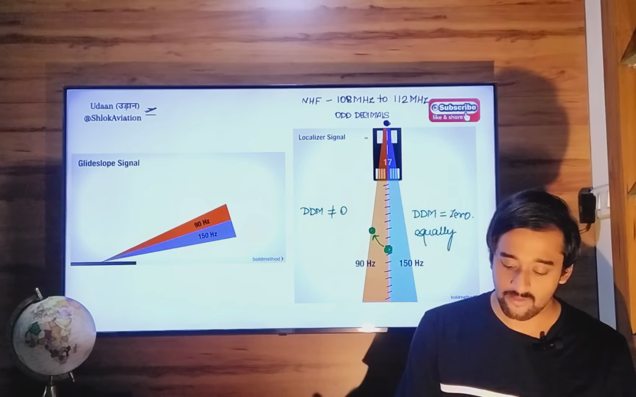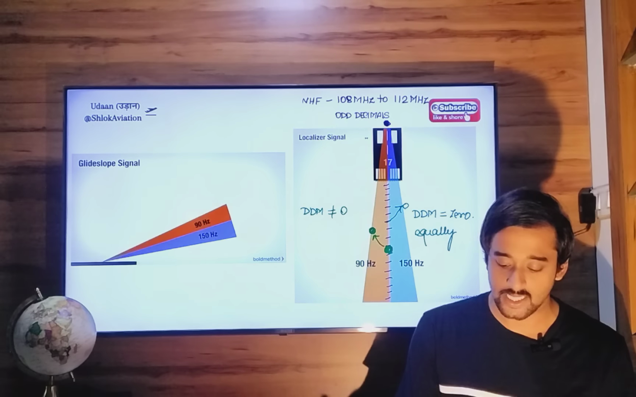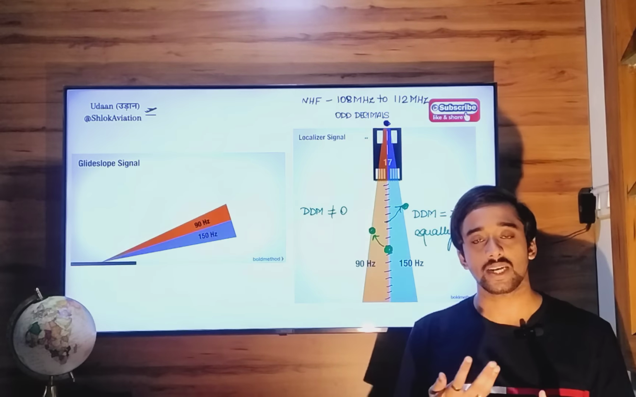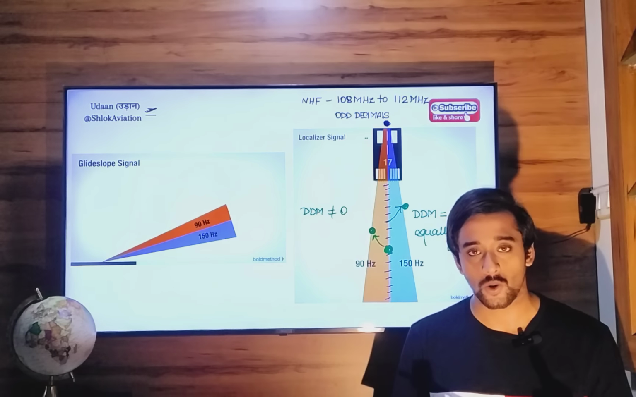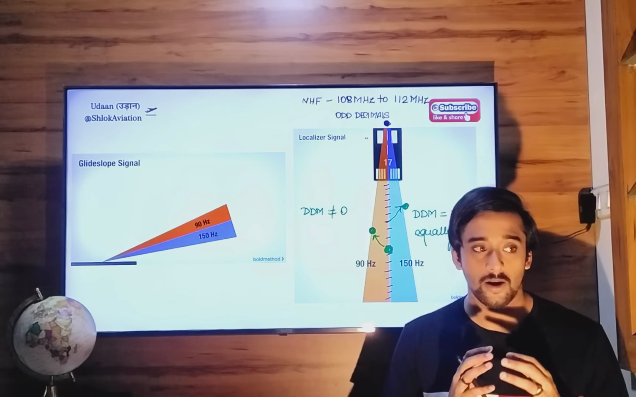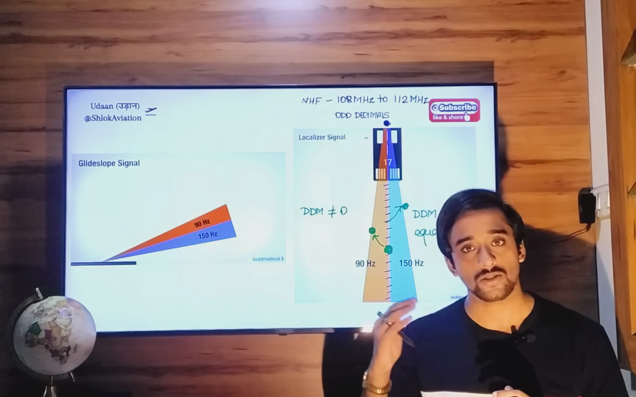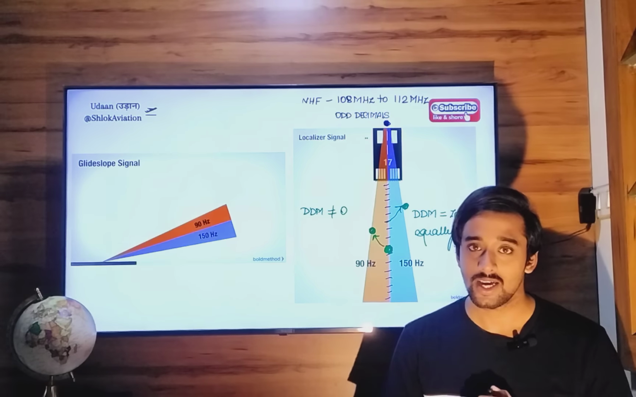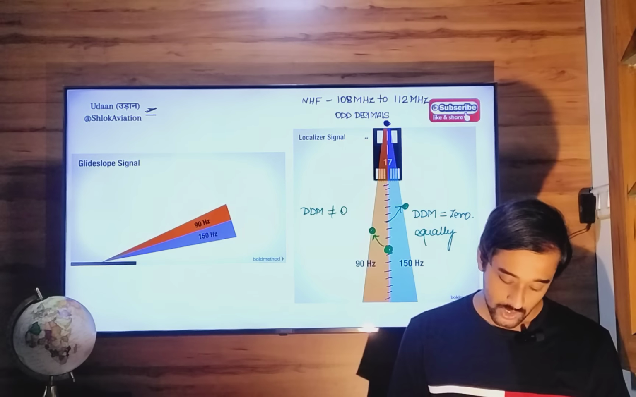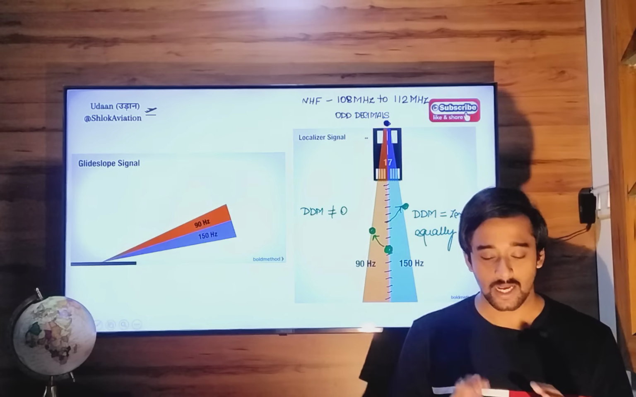Similarly, if your aircraft deviates to the right hand side of the center line, again the difference in depth of modulation will not be equal to 0. This error margin will go on increasing as your aircraft deviates away from the center line of the runway. The same concept applies to your glide slope.